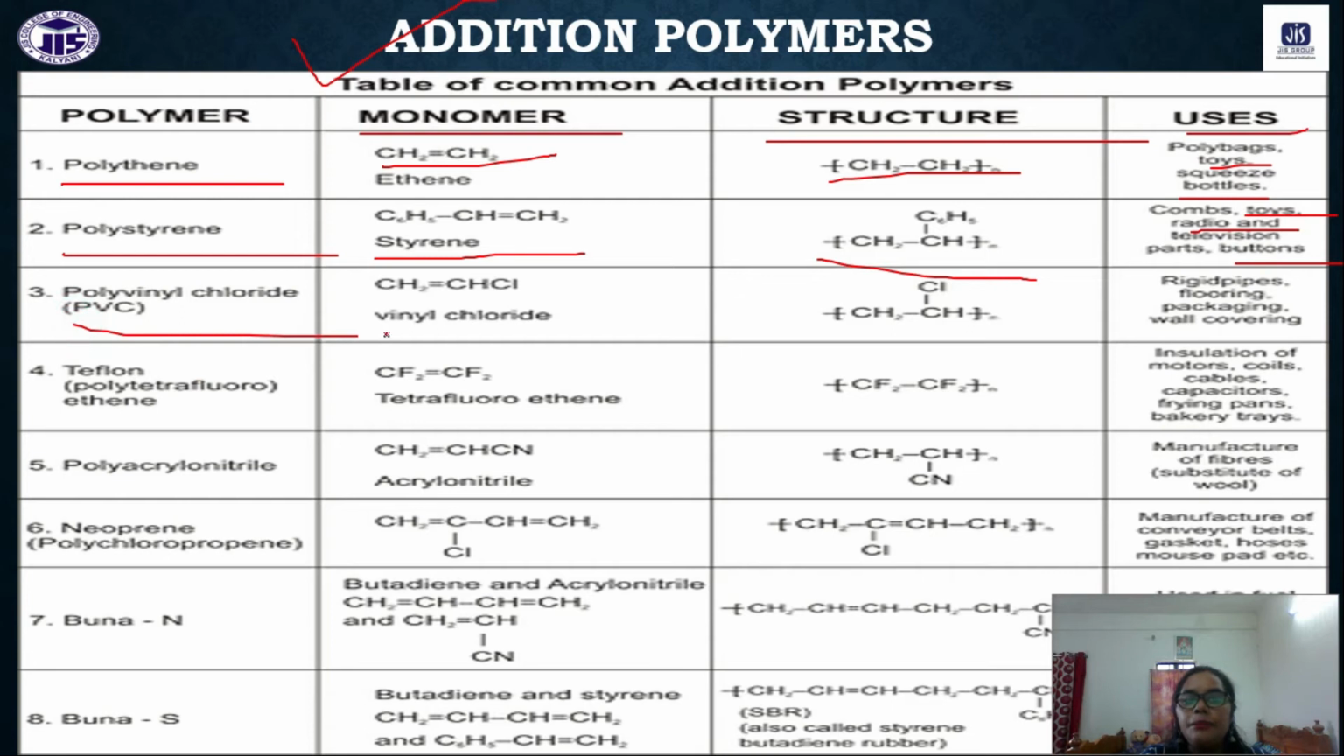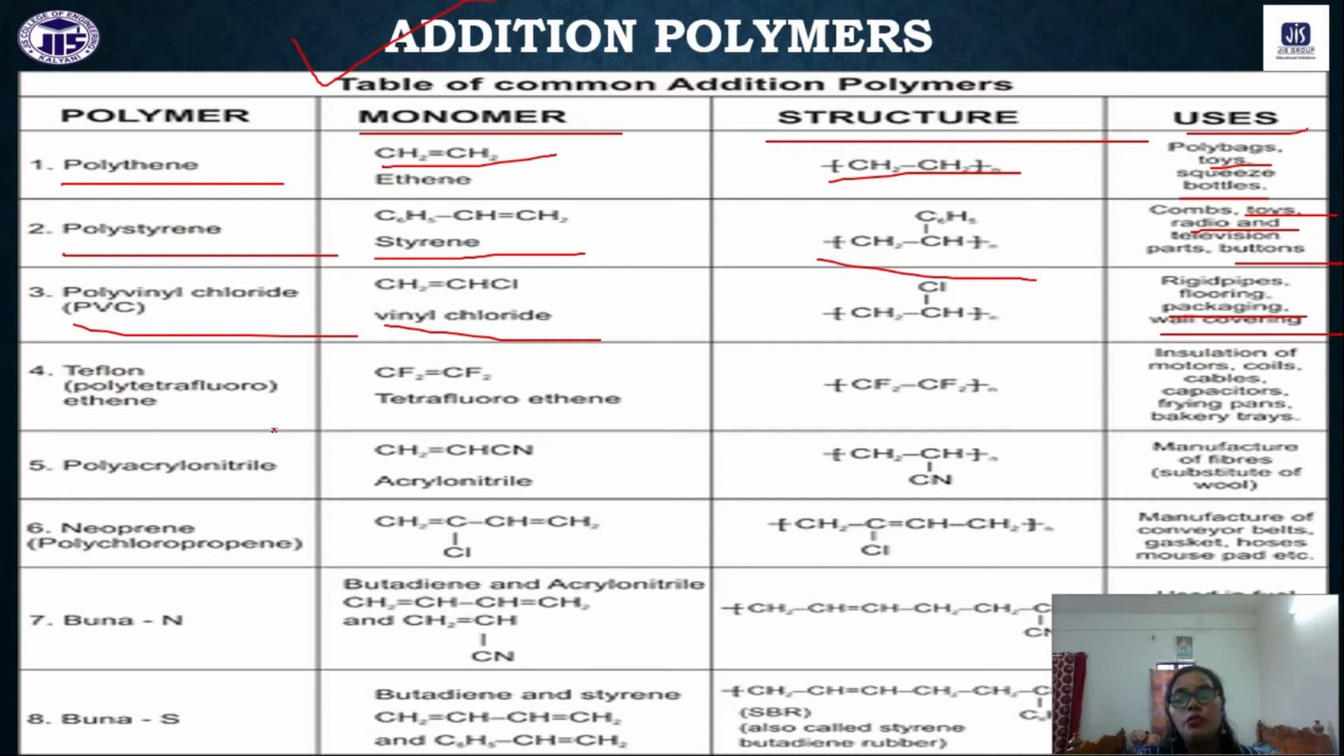Now PVC, what is the full form of PVC? That is polyvinyl chloride. So vinyl chloride is the monomer, and this is the structure. Generally we are using this PVC as packaging, wall covering. So these are the uses of PVC.